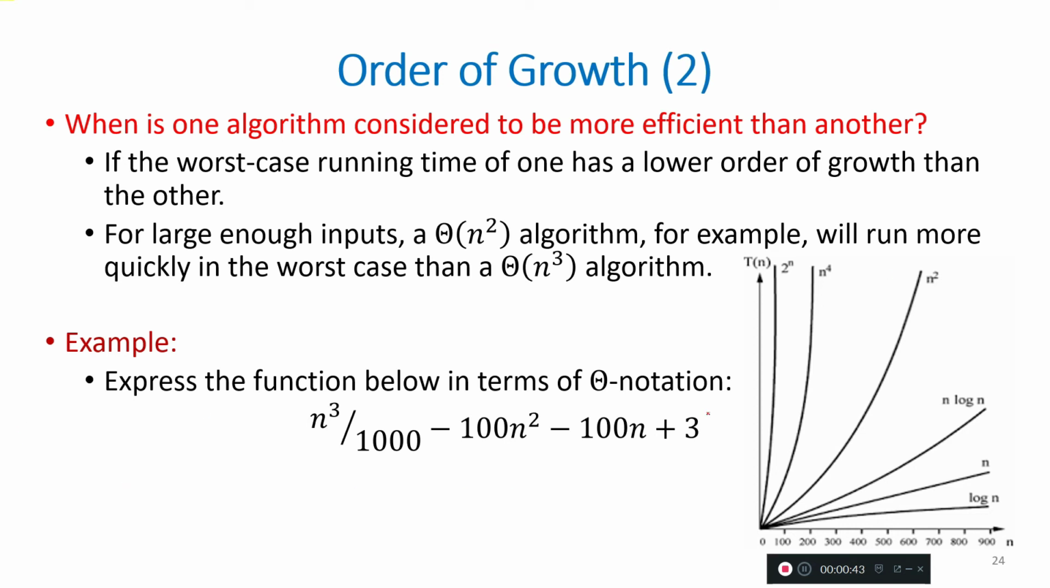Now here is an example. If this is the running time for some algorithm, say algorithm X, and I ask you to find the order of growth, what would be the order of growth for this algorithm? What we have to do is look at the leading term, which in this case is this, because we have n cubed. Remove the lower terms. In the leading term, remove the coefficient, which is 1 divided by 1000, and you're left with n cubed. So my answer would be theta n cubed.